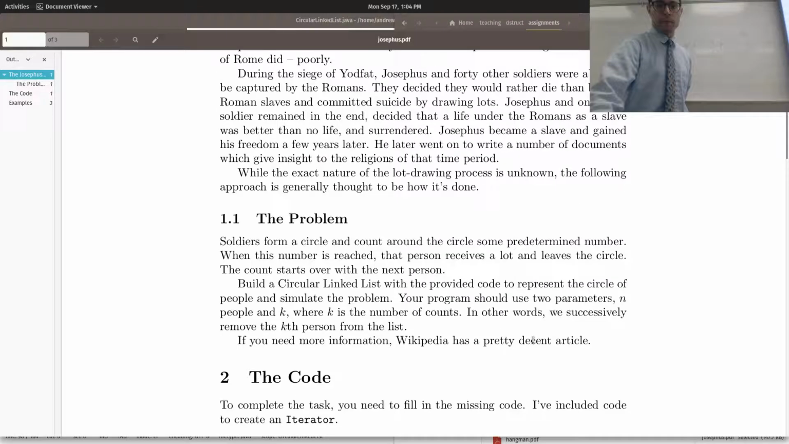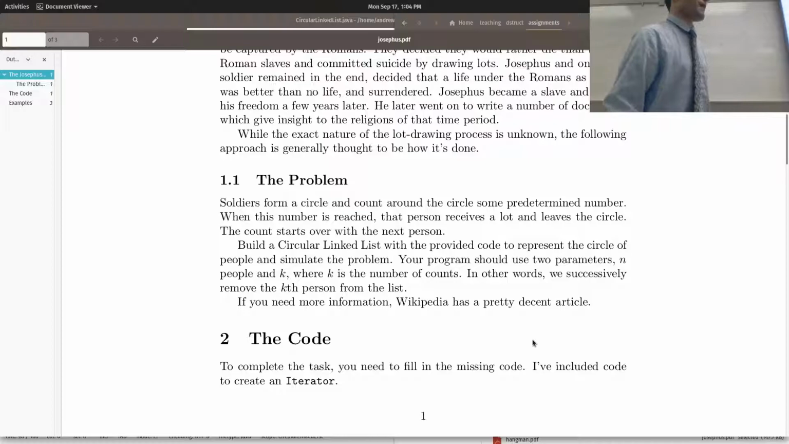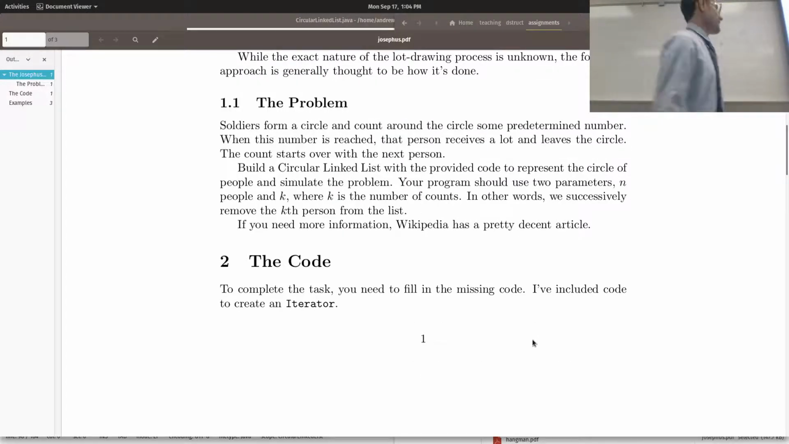So anyway, what is the Josephus problem? Suppose you're stuck in a situation where you're in a circle with a bunch of soldiers who are all getting removed from the circle, all drawing lots. The question is, where do I want to be so I'm not going to die? Who is going to be the last one surviving? That's the Josephus question.